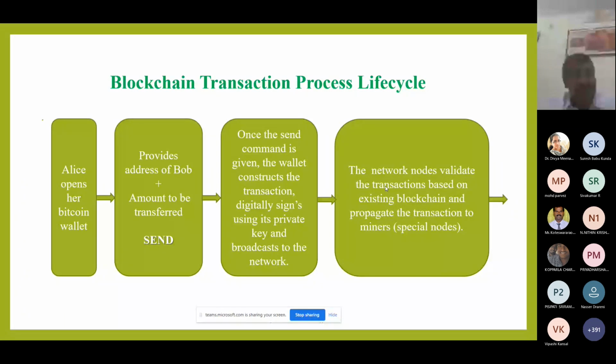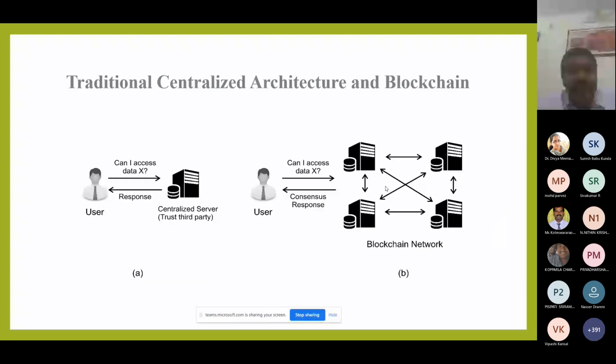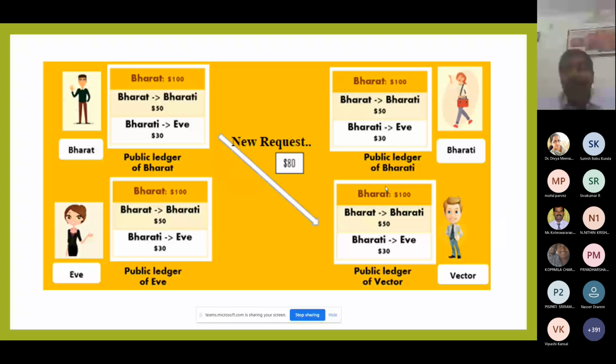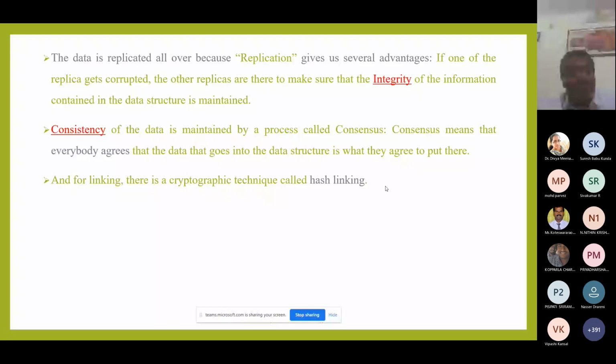Once you provide the address and amount to be transferred, you click on the send button. What does clicking on the send button mean? It means that Alice is making a request of sending $80 to Bob. This is the meaning of clicking on the send button.